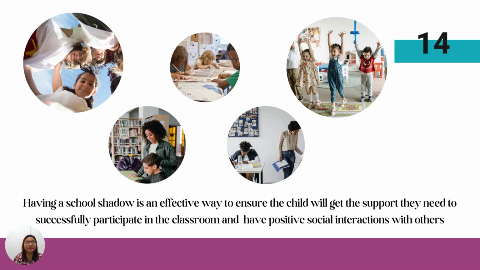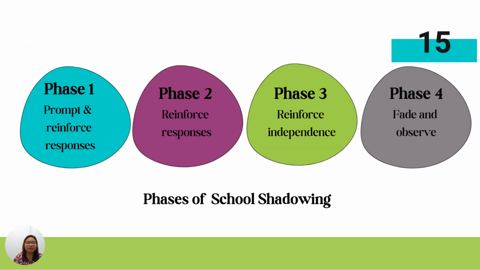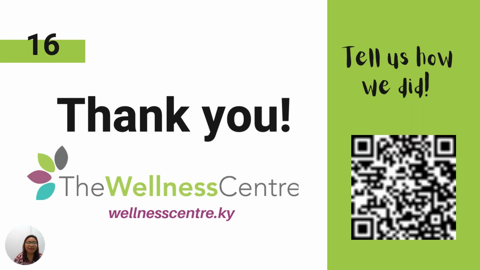Having a school shadow is an effective way to ensure the child will get the support they need to successfully participate in the classroom and have positive social interactions with others. So there you have it, the four phases of school shadowing. Again, for phase one, prompt and reinforce responses. Phase two, reinforce responses. Phase three, reinforce independence. And phase four, fade and observe. That's the end of my presentation.